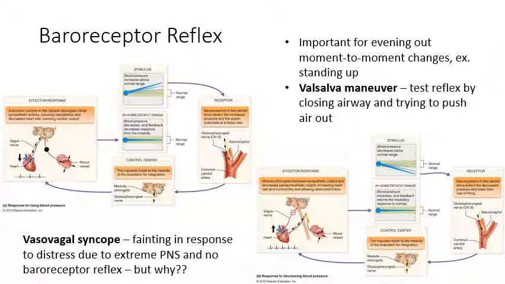So when you have this extreme parasympathetic nervous system activation, that's going to decrease your blood pressure. Normally, the baroreceptor reflex should sense the decreased blood pressure and kick in to raise it back to a normal level. In the vasovagal syncope syndrome, that doesn't happen. Your blood pressure remains low, and your brain is not going to get enough oxygen, and you're going to pass out. Why there is no baroreceptor reflex, that one we don't know, though.